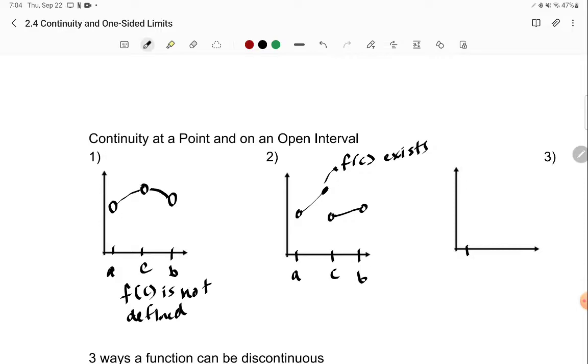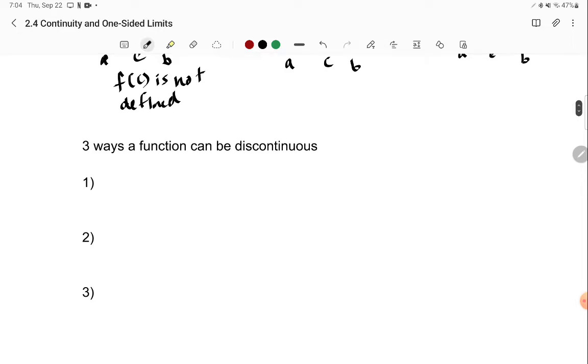But then the third one that we're going to look at is a function that looks similar to the first one, but point C is right there. So f of C exists, and your limits are even the same. But your limit and your function value don't equal each other. So we're going to look at those three types of discontinuities, and we're going to list them right here below.